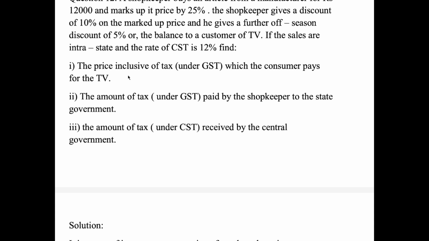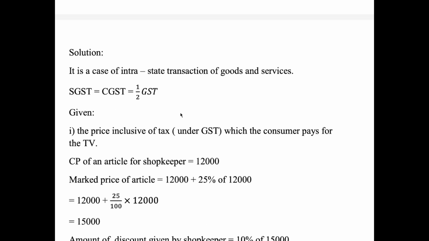Number 1, the price inclusive of tax under GST which the customer pays for the TV. Number 2, the amount of tax under GST paid by the shopkeeper to the state government. Question number 3, the amount of tax under CST received by the central government. Okay, so let's come to them one by one.